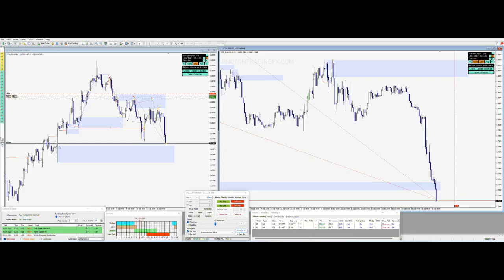Okay, so we're coming into this 4-hour demand zone, and that's fine because old demand zones become potential reaction points for pullbacks, now that we've taken out this 4-hour low. So we're playing within this next current swing range here.